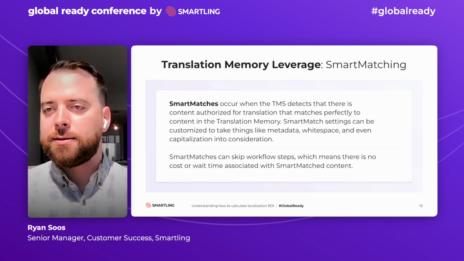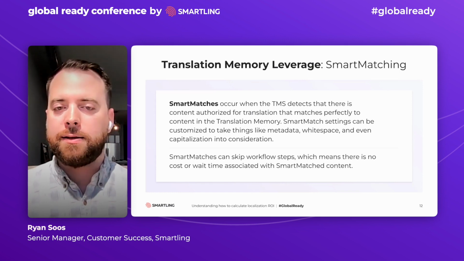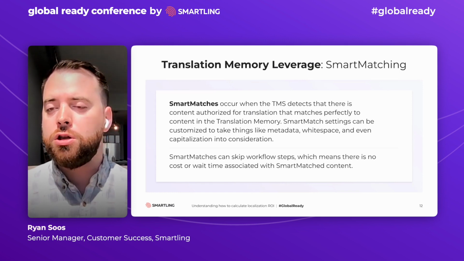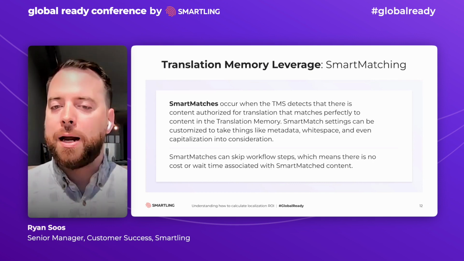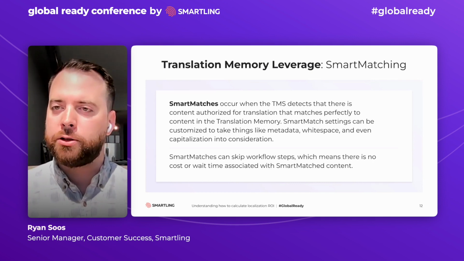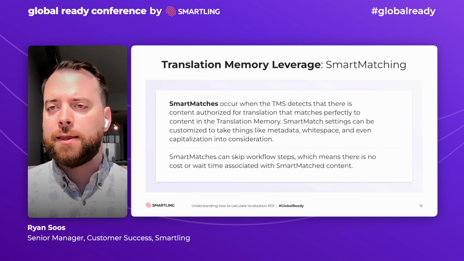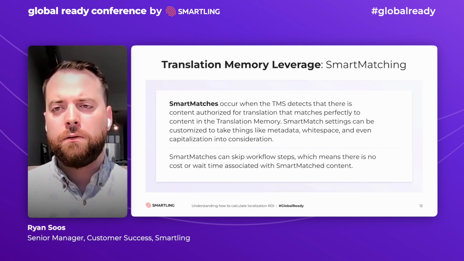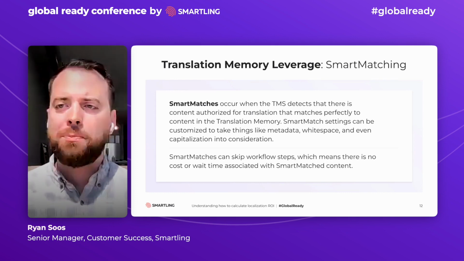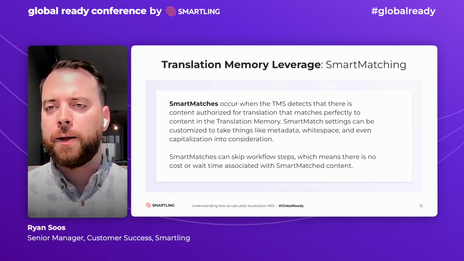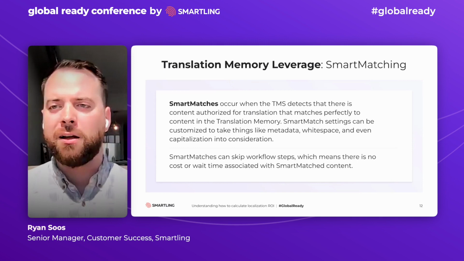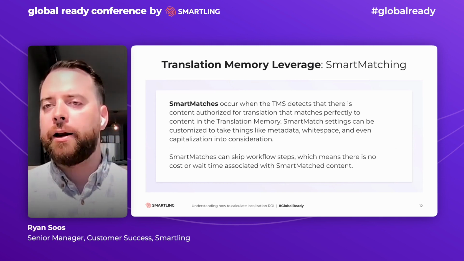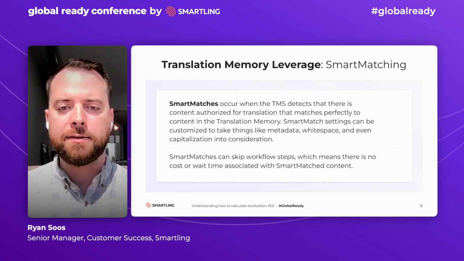When smart matching is enabled, what that will do is skip the workflow. So there is no cost and no wait time associated with the smart match content. And once again, you get that consistency in your content. So if you have this water bottle is white translated on one web page, it's going to be the same on that fifth and sixth web page to ensure it doesn't sound like multiple people are writing content across your content landscape.